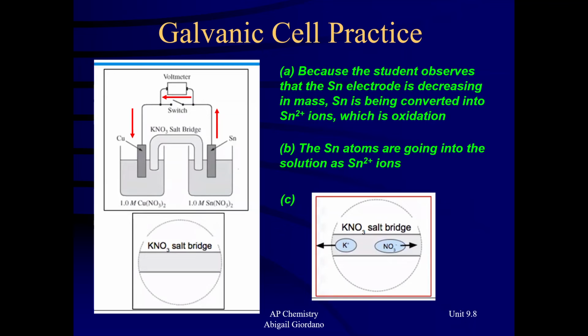If ever a problem came up where you were not told what salt is in the salt bridge, guys, you can pick any soluble salt that you want to go in that salt bridge. As long as the ions do not interfere with the overall redox reaction, they can be any ions you want. Typically an AP question, though, is going to tell you what ions will be in the salt bridge.